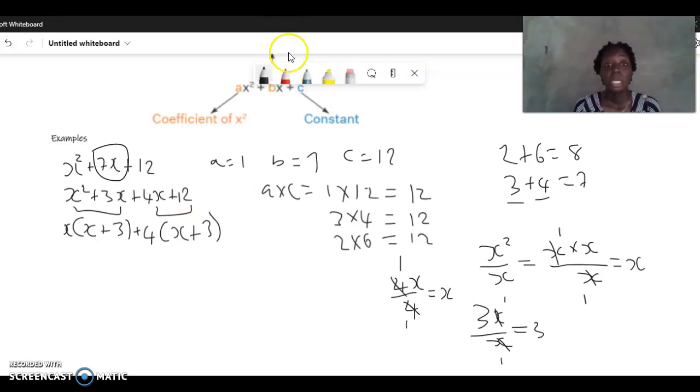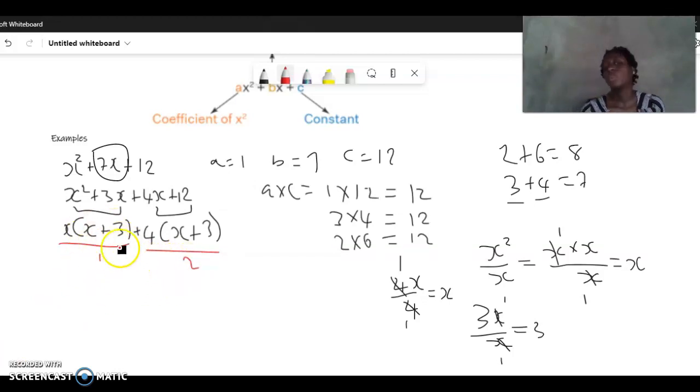Now if I look, let me use another color. If I look at this side and compare it to this side, you will notice that x plus 3 and x plus 3 on this side, they are common. So what are we going to do at this point? We will factor x plus 3. Let's label this 1 and 2.